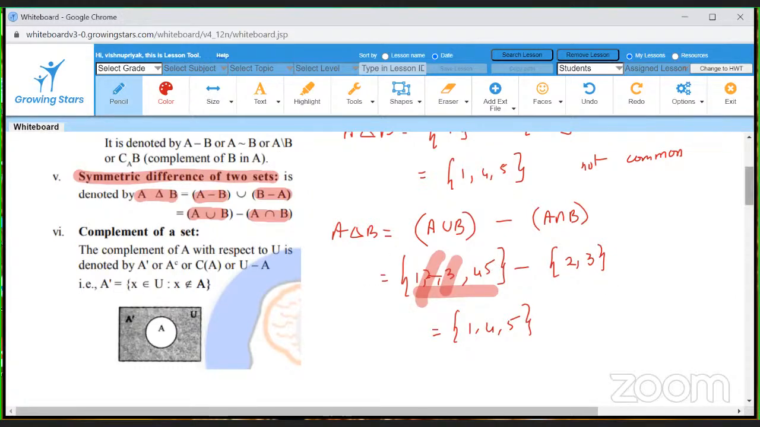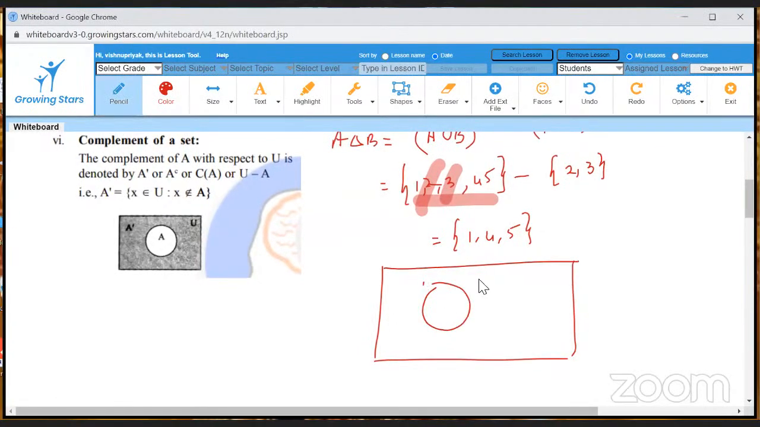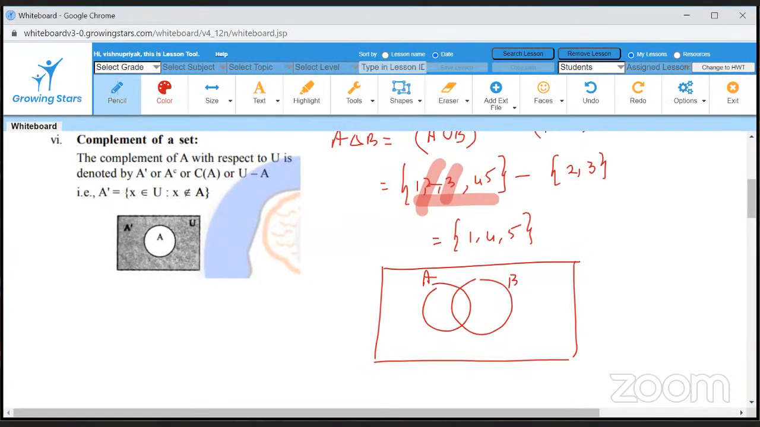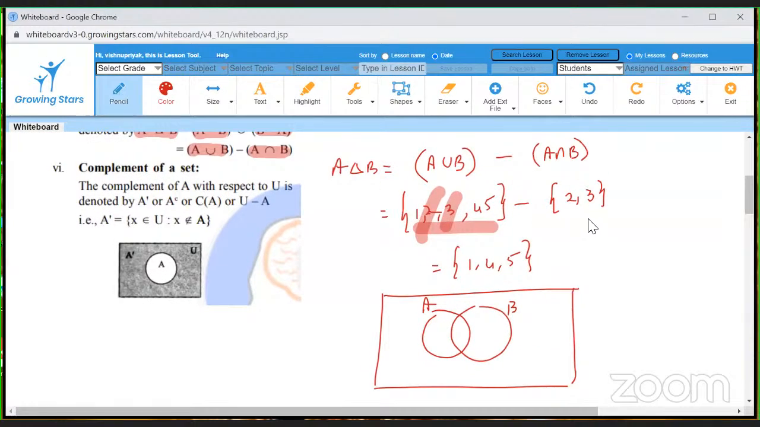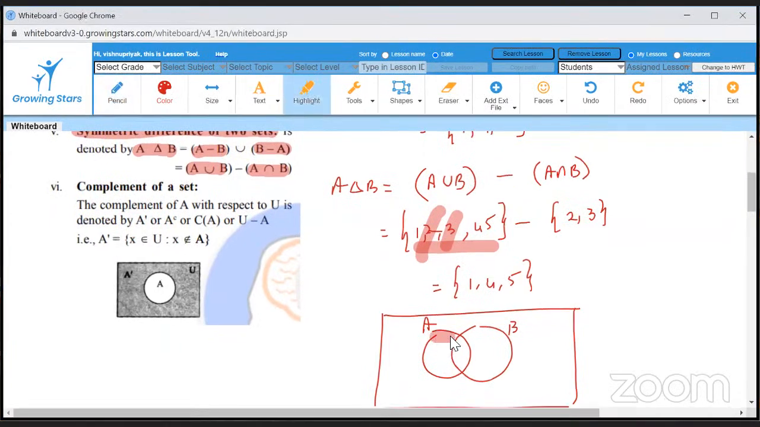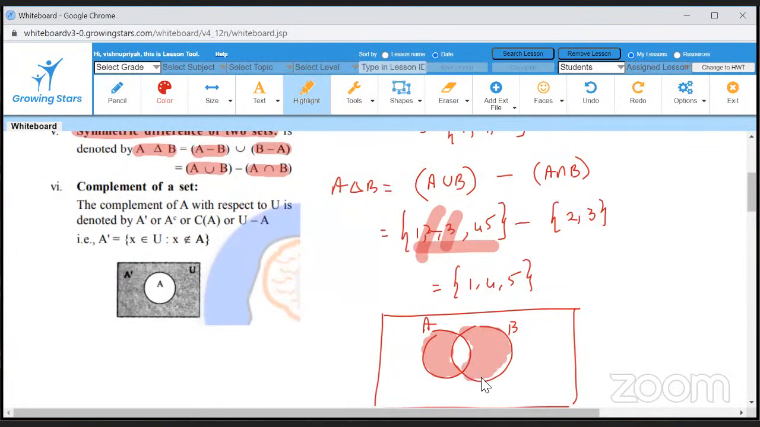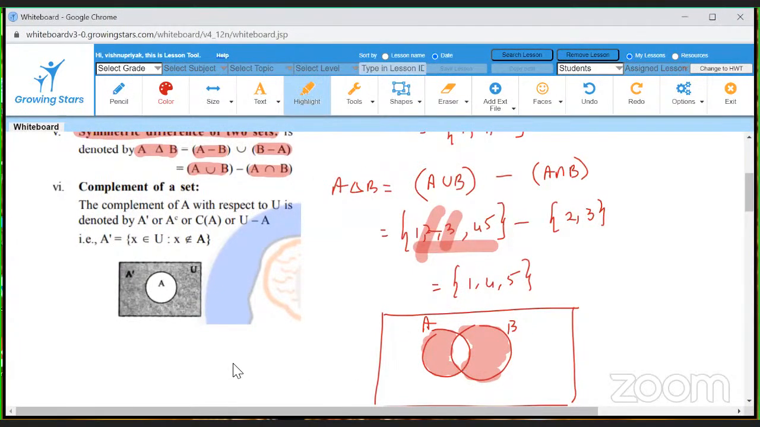Now, how will you represent it in a diagram? How will you draw the set diagram? Suppose this is A and this is B. Two definitions. A minus B means only A I have to shade. Then B minus A, only B I will shade. But I will not take the common ones. Common ones we are not shading. This is the symmetric difference of A and B.